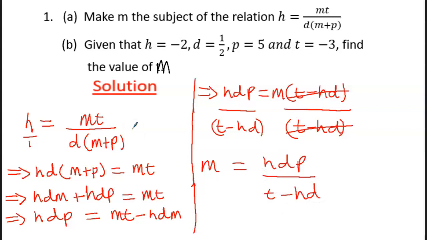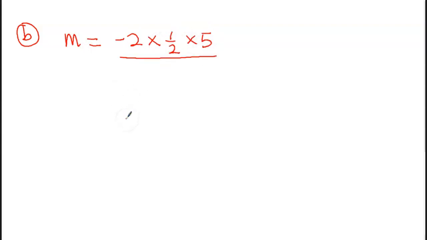And the second part, we have been given values of H, D, P and T to find the value of M. Let's look at how the B part we are going to do it. So we just substitute the values. So M becomes, H is minus 2 times 1 on 2 times 5 over, T is minus 3 minus bracket open minus 2 times, once again, 1 on 2 bracket.